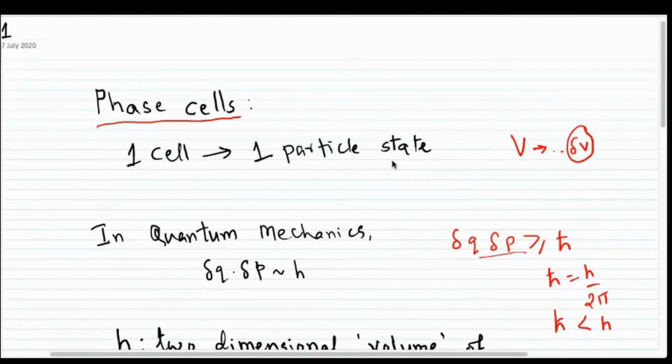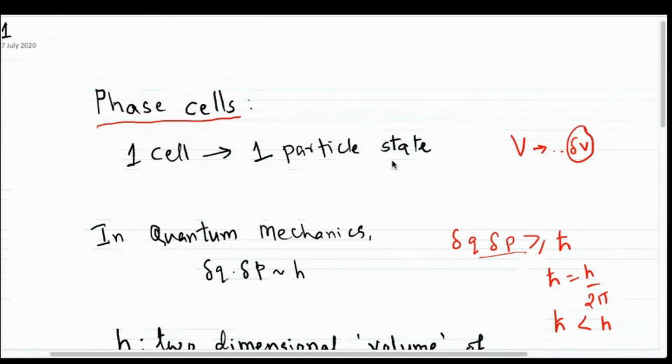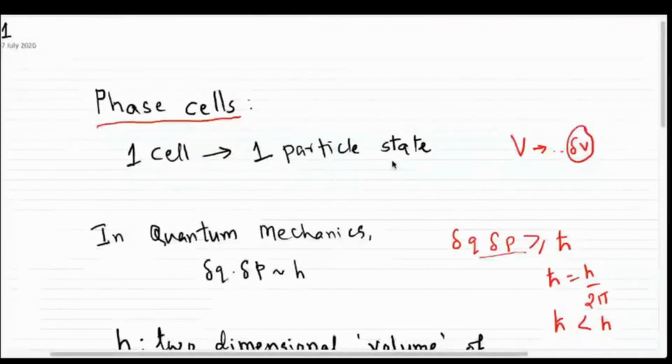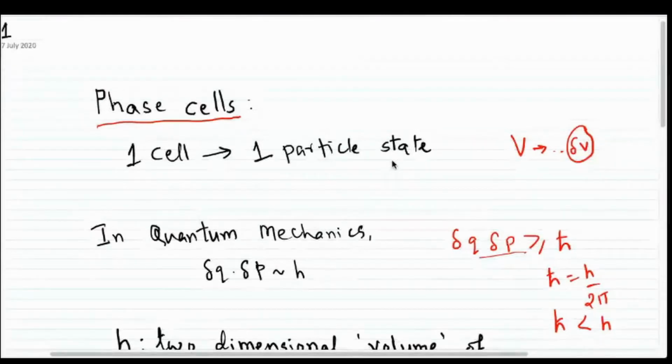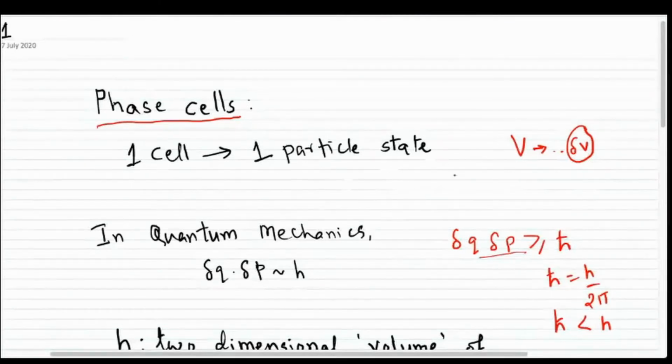Now this volume is not in the usual form of meter cube. The smallest volume in this phase space within which a particle can exist at any given time is a phase cell. That itself means a phase cell will have one microstate available for any particle. So in one cell there will be only one particle state.